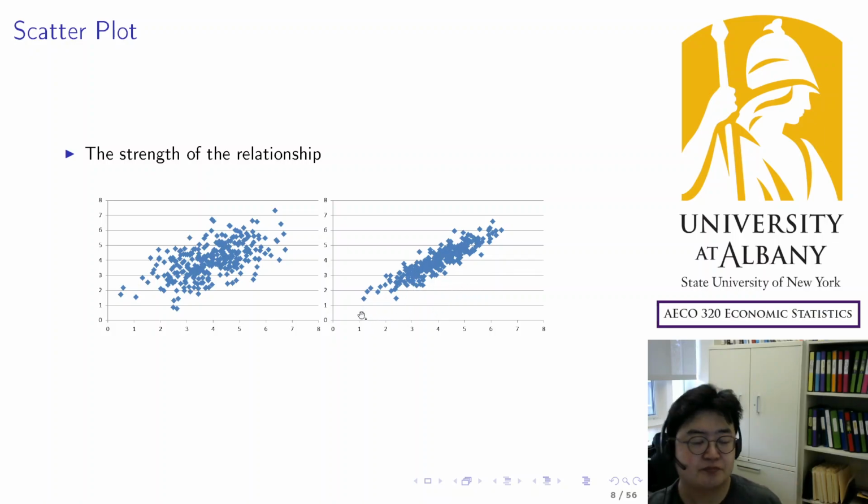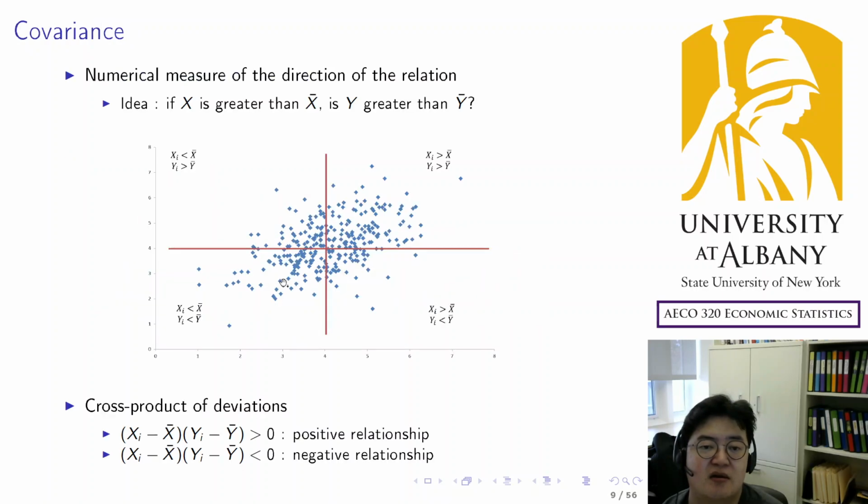Okay, I want you to connect what we are looking at to the academic questions we can define, like strength or direction. What we are going to do here is quantify these measures. That is the goal of this chapter. We are going to design a numerical measure that captures, first, the direction of the relationship. So first we are looking at the direction.